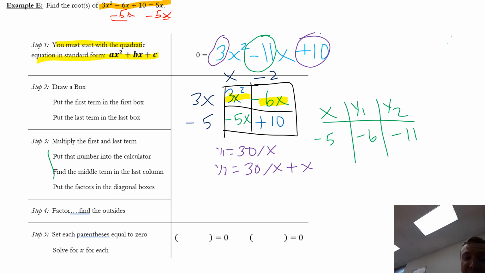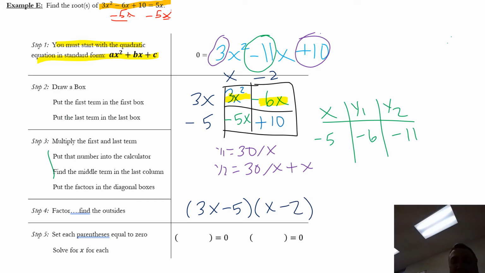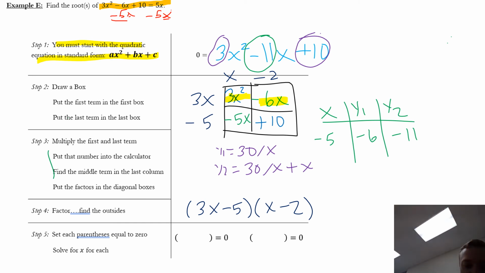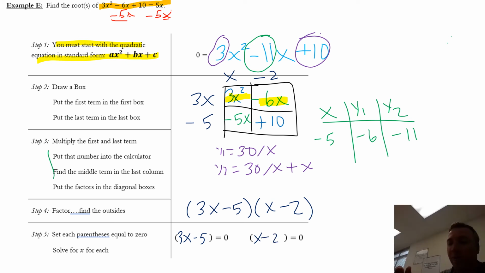We found the factors 3x minus 5 times x minus 2. Now we already set this quadratic equal to 0, so the last step to find our two roots or solutions is to set each factor equal to 0. So I'm going to write 3x minus 5 equal to 0 and x minus 2.